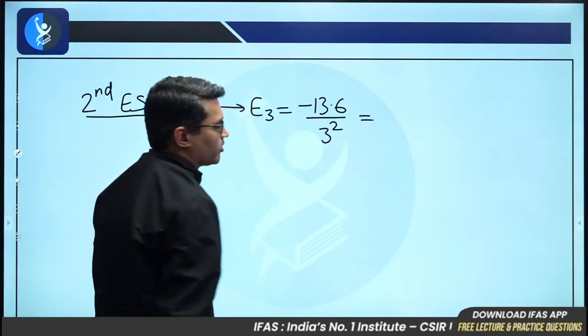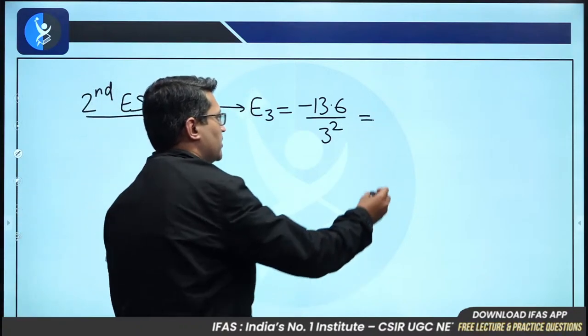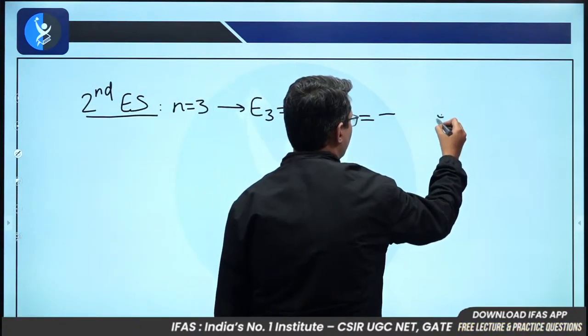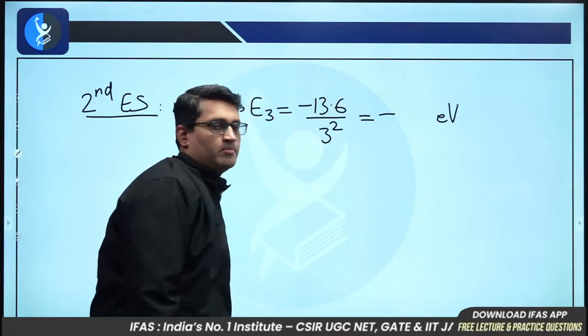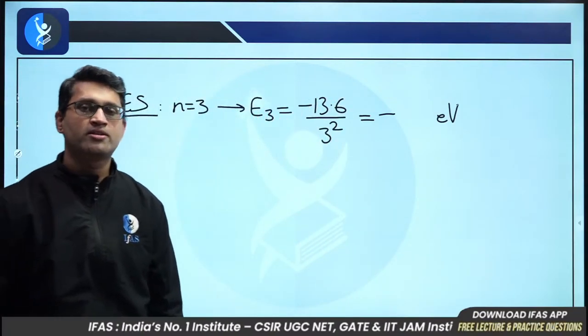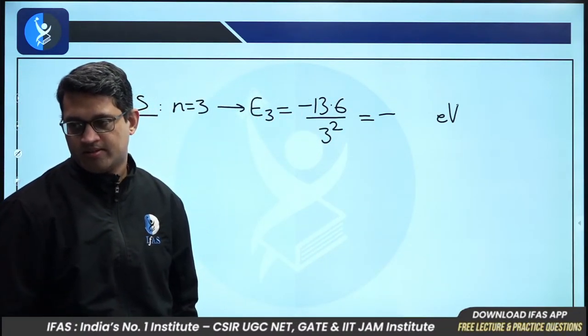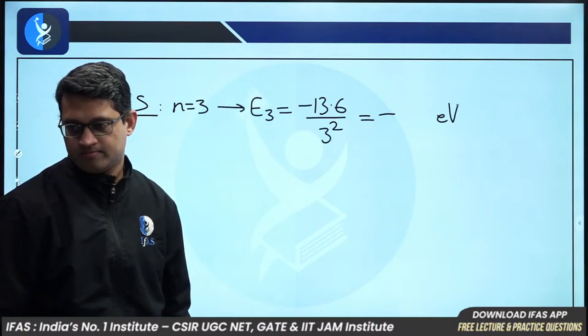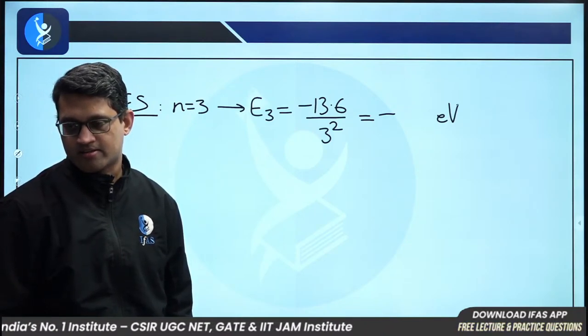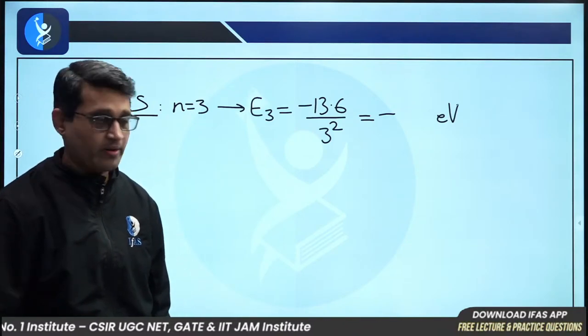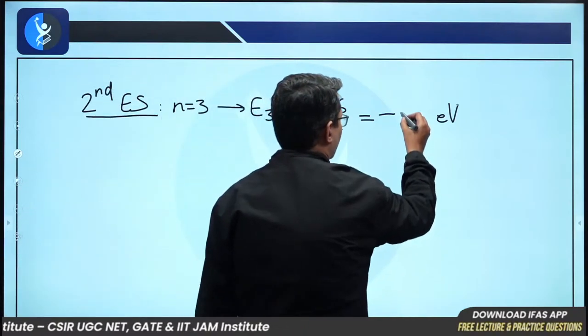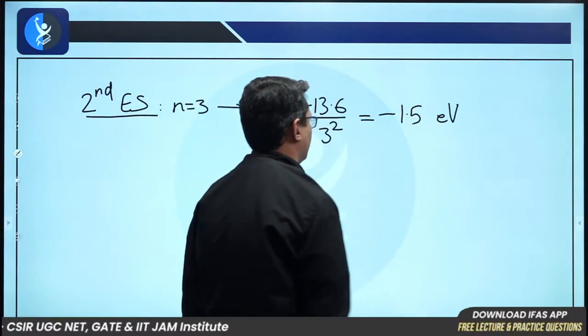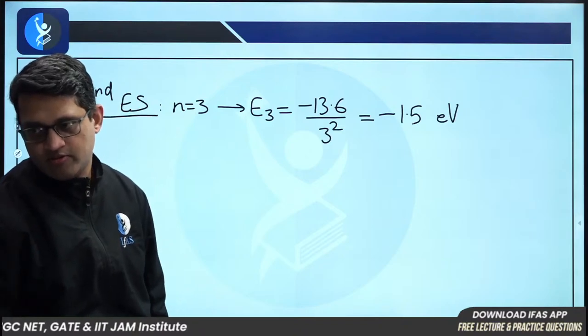Can someone quickly calculate and tell me what the answer is going to be? Minus 13.6 upon 3 square. What is the answer? 1.5. Very good. Minus 1.5. Very, very good.